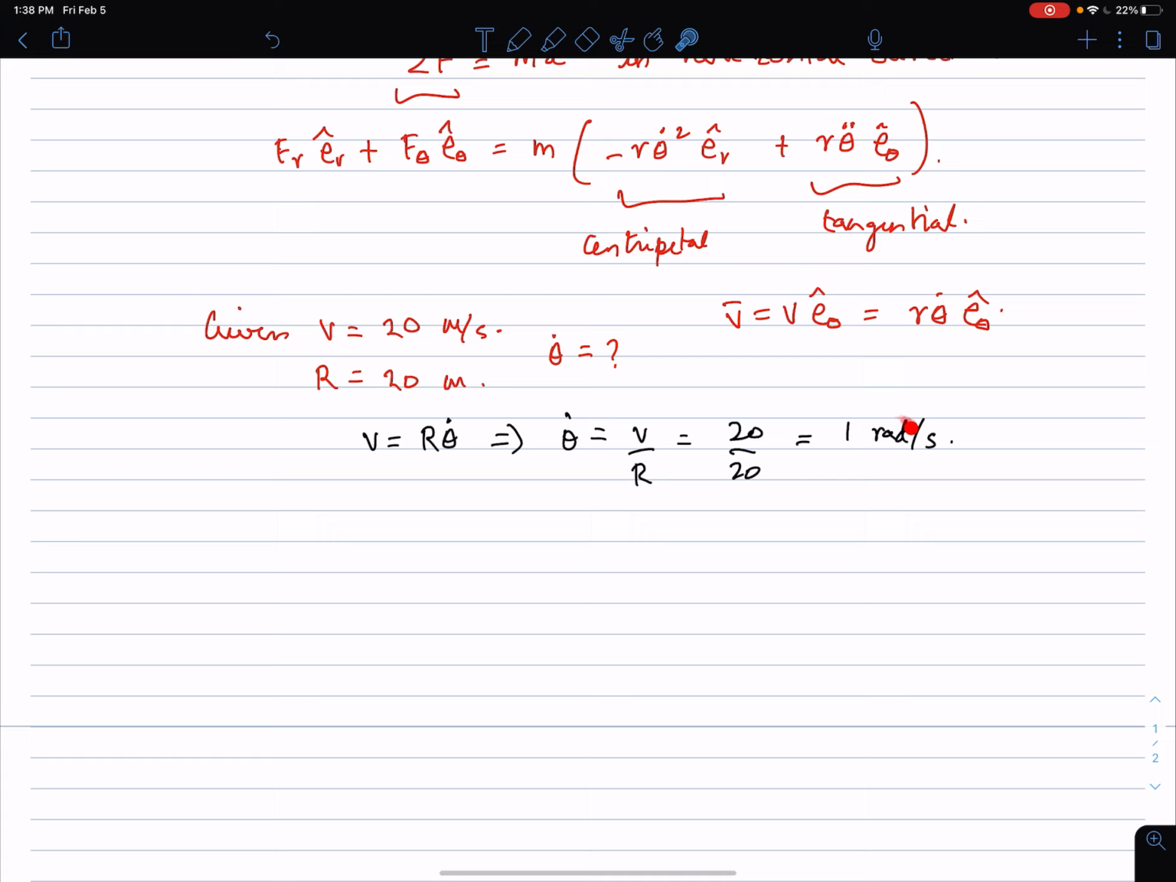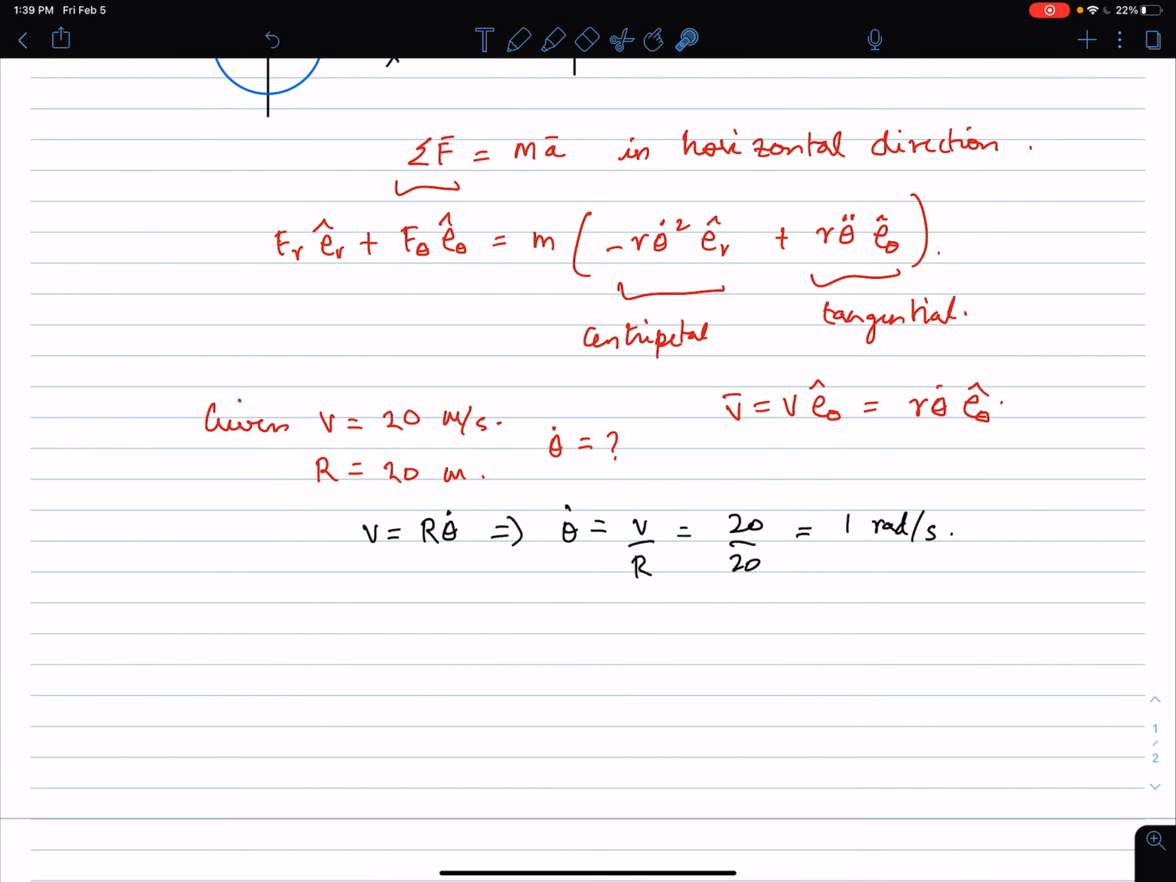Like we said, radian is kind of a fake unit. You can just say 1 per second, s power minus 1 if you want, but you can also leave the radians in if you want. Anyway, so theta dot is 1 radian per second. So we know to plug it into this equation, we know r, 20 meters. We know theta dot now. What is theta double dot?